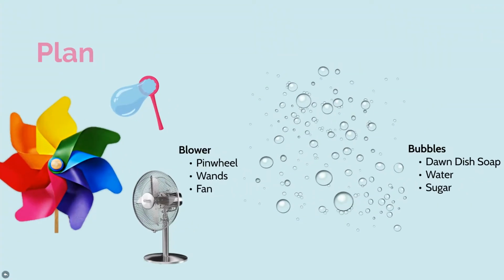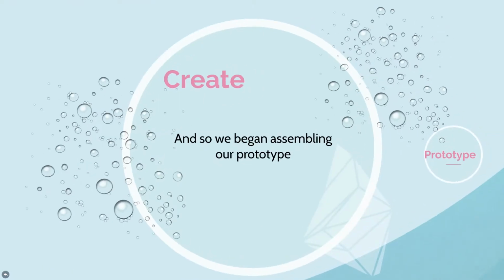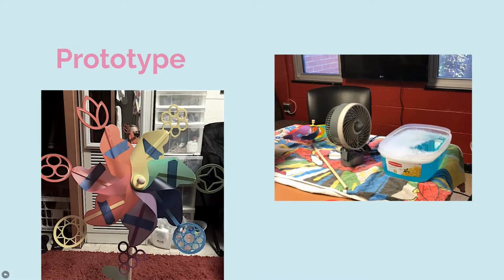Plan, for our bubble blower, we decided to use a pinwheel, bubble wands, and a fan, and for our bubble solution, we used Dawn dish soap, water, and sugar. Create, we began assembling our prototype by connecting the bubble wands to our pinwheel. Prototype, our first prototype had the right design, but our wands were too heavy to spin.